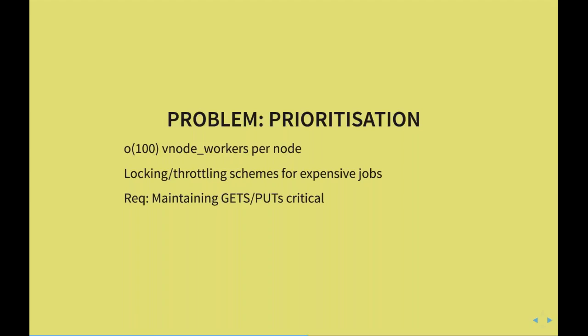Some of the other more expensive jobs have some additional locking and throttling schemes on top of that, but kind of every job tends to have its own locking and throttling scheme within Riak. And so we want to make sure that in the context of the background jobs and 2i queries using vnode workers, we can maintain priority for gets and puts, because they're the primary purpose of our Riak stores.